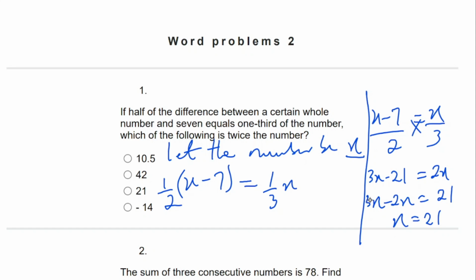But the question says you have to be very careful. The question says which of the following is twice the number? The number is 21. Twice of it means 21 times 2, that gives 42. If care is not taken, because you have arrived at 21, you just go and pick 21, whereas the answer is 42. That's the reason why you have to read the question very well before you pick your answer.